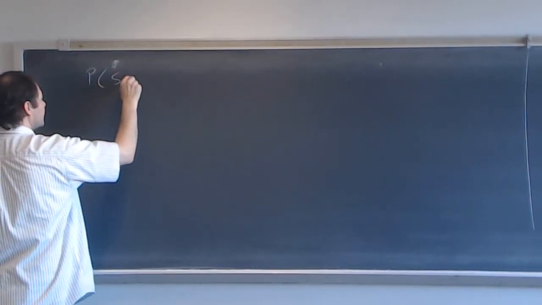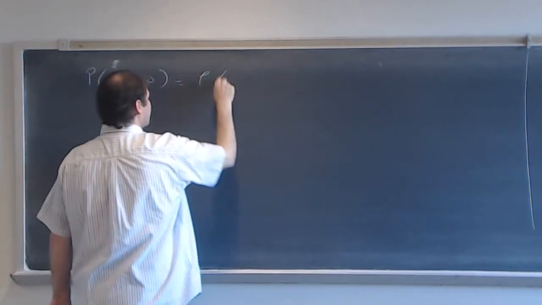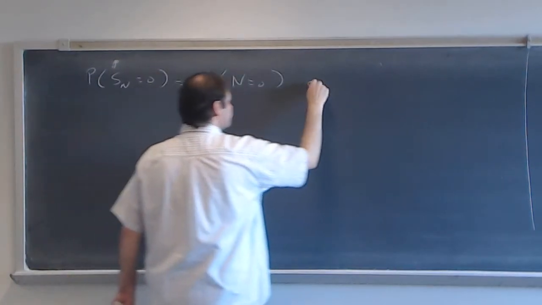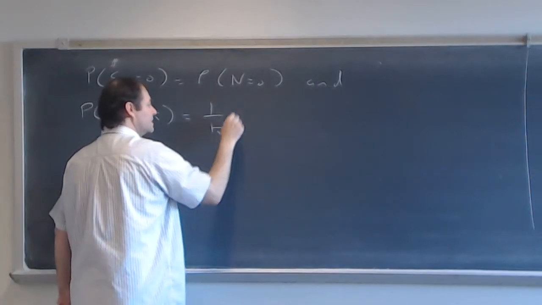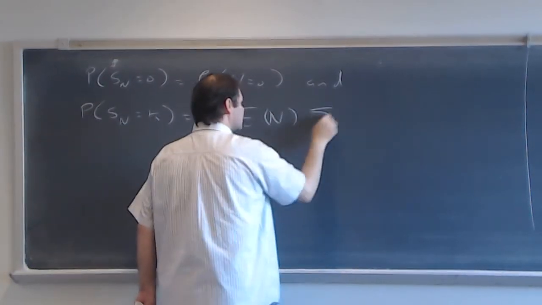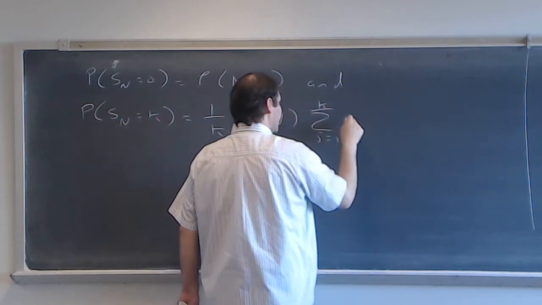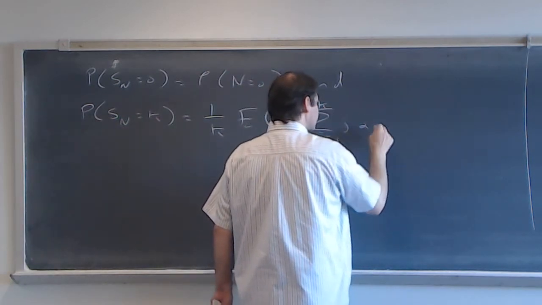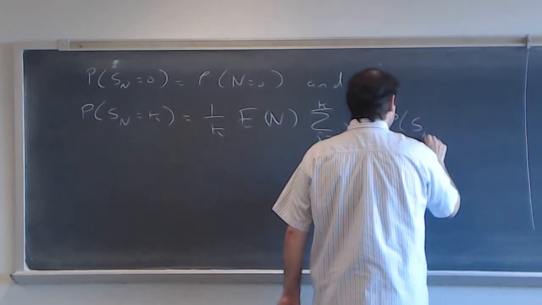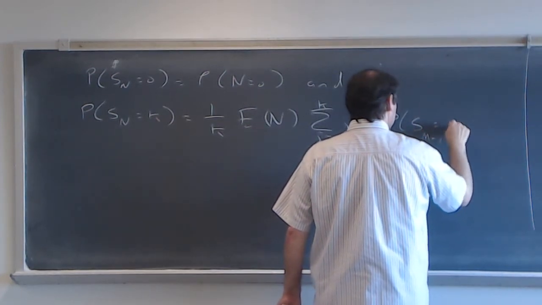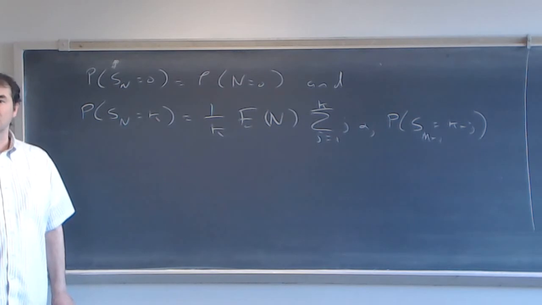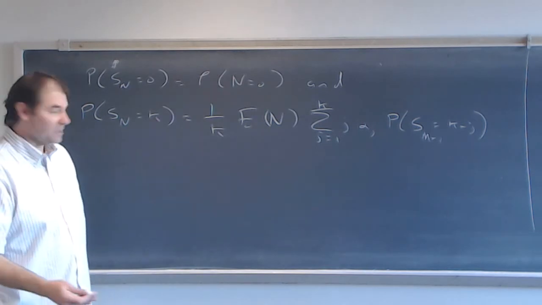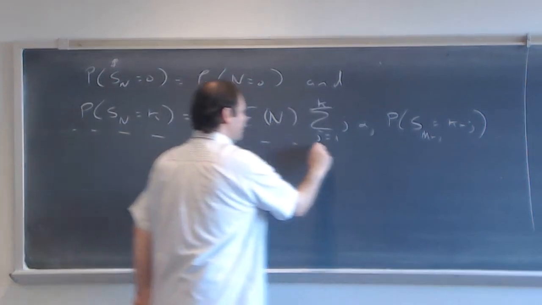The probability that S_N equals 0 is the probability that N equals 0, and the probability that S_N equals k is 1 over k times the expected value of N times the sum as j runs from 1 to k of j, alpha sub j, and then the probability that S_{M-1} is equal to k minus j. So that was the corollary's fact. I'm not writing up the conditions; that's what we're going to be using right now.